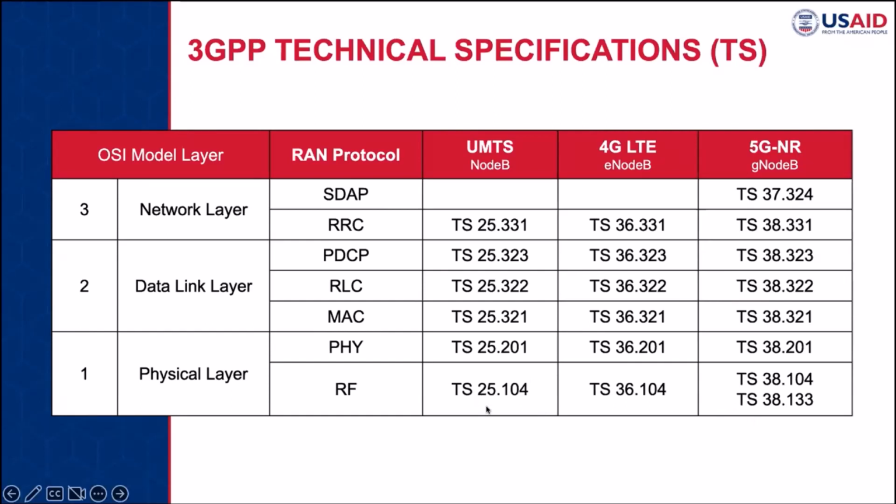You can see the first number: 25 is for 3G, 36 is for 4G, and 38 and 37 are for 5G. Notice as well that the SDAP is only applicable to 5G. It was not yet specified during the 3G and 4G specifications. But for the others, there are updated specifications depending on the type of generation.